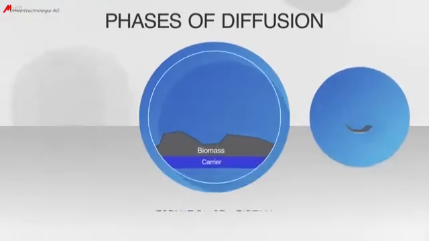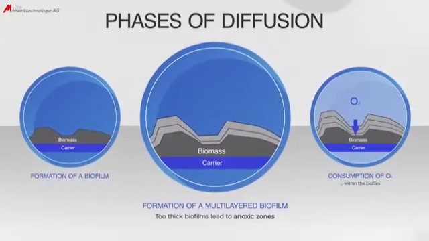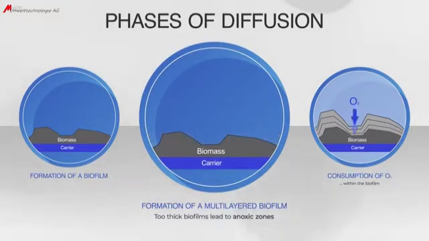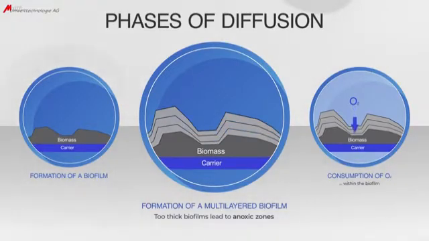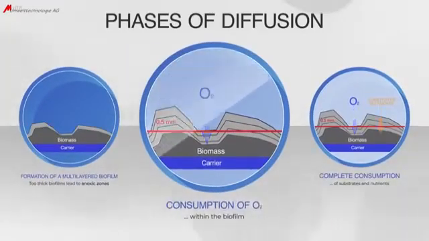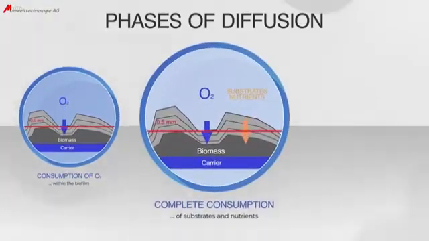The first one is the formation of a biofilm on the carrier surface. Then, the biofilm is getting thicker. However, if the biofilm layers are getting thicker than 0.5 millimeters, it comes to the development of inactive anoxic zones in the deeper layers, which will not contribute to the metabolism process anymore. As a consequence, these anoxic zones will only reduce the available active surface area and active biomass and in turn will lower the removal performance.